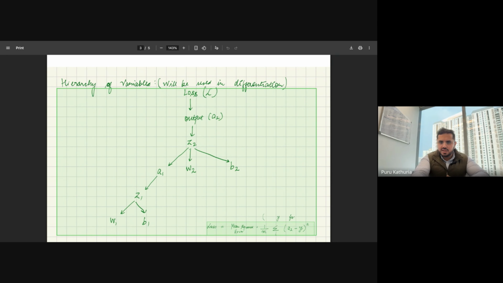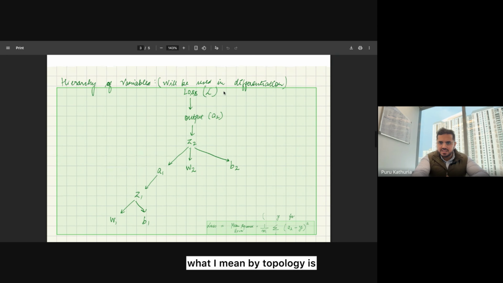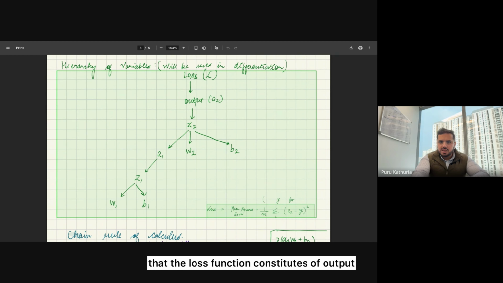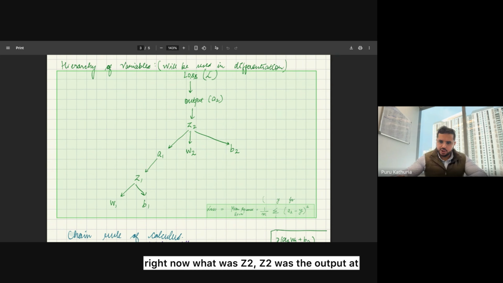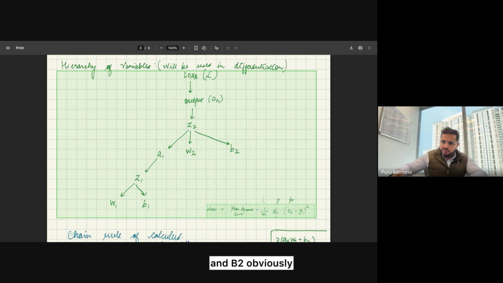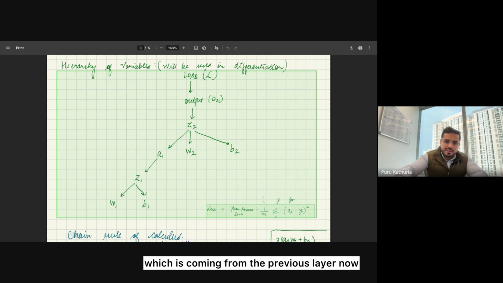What I mean by topology is that the loss function constitutes the output, which is known as A2. Now, A2 is a function of Z2, right? Now, what was Z2? Z2 was the output at layer 2. Now, Z2 encapsulates W2 and B2, obviously, and A1. A1 is something which is coming from the previous layer. Now, A1 is a function of Z1. Now, Z1 encapsulates W1 and B1.